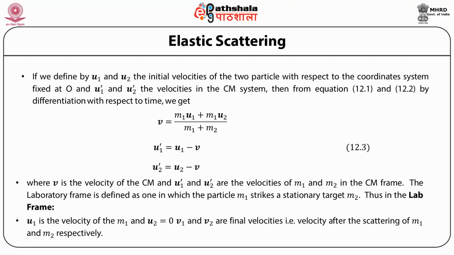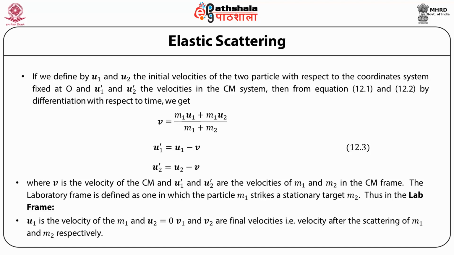In the lab frame, which is defined as the frame in which one of the particles is a target and the other particle comes and hits it. So the lab frame is defined as the one in which the particle m1 strikes a stationary target m2. Thus in the lab frame, u1 is the velocity of m1 and u2 is equal to 0.